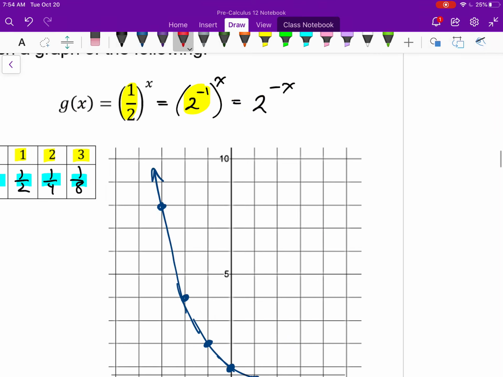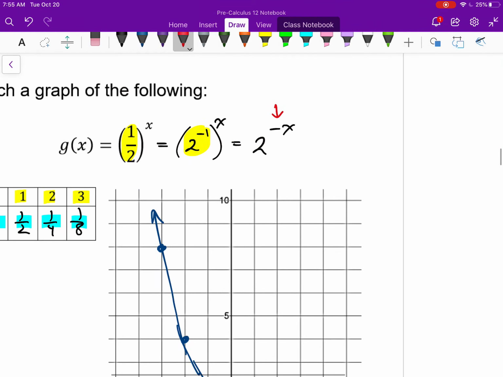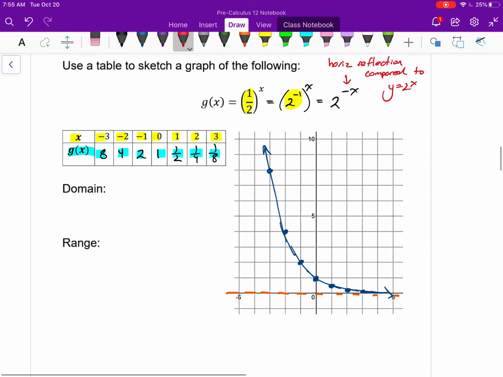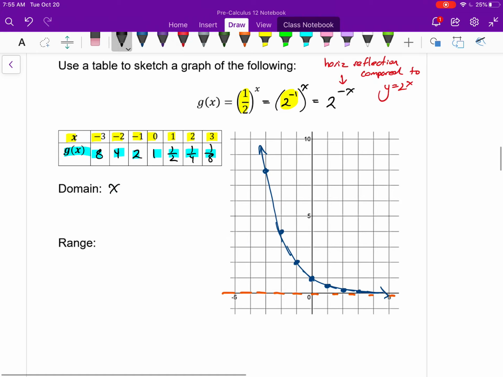And notice the only difference between this and 2 to the power of x is that negative in front of the input. That is, as we learned on like day 2 of this class, a horizontal reflection when compared to y equals 2 to the power of x. So without even graphing it, I could see that this must be a horizontal reflection compared to 2 to the power of x. That's it. Domain and range are the same as before.